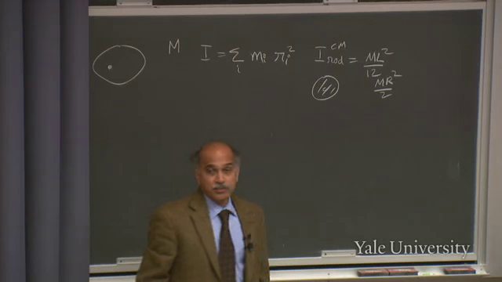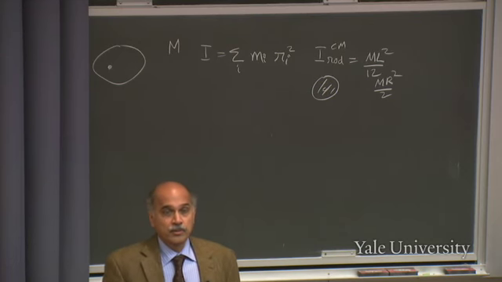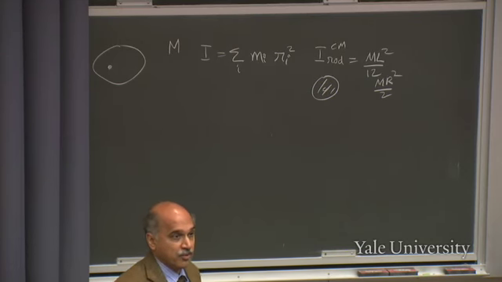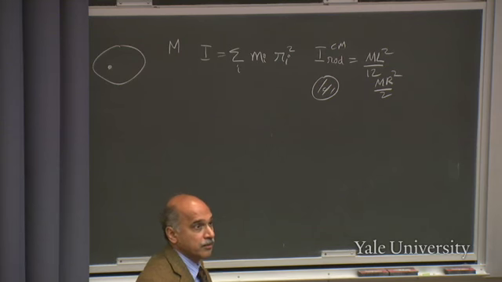So every body has a moment of inertia. Here is the important caveat. With respect to a particular point, there is nothing called the moment of inertia, because depending on the point, these distances will vary.